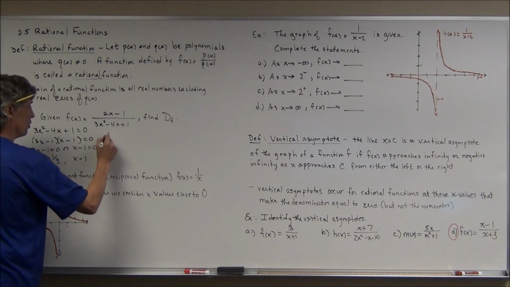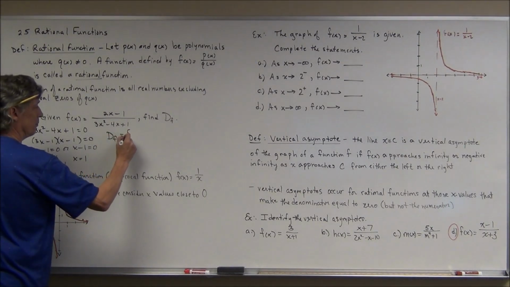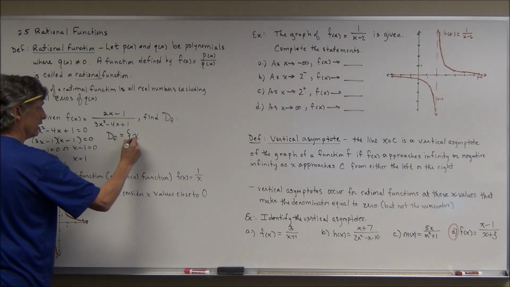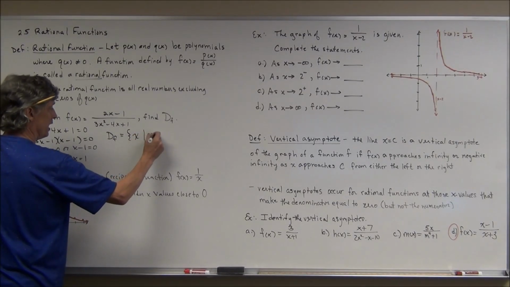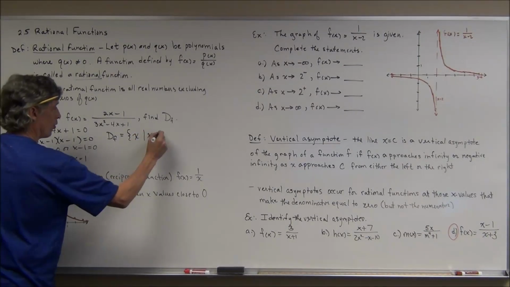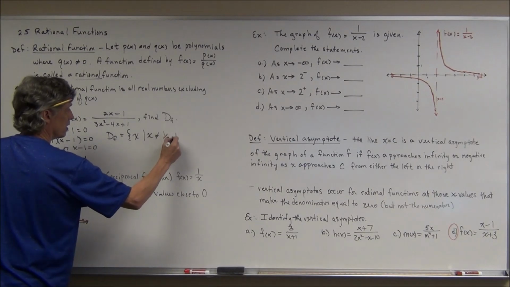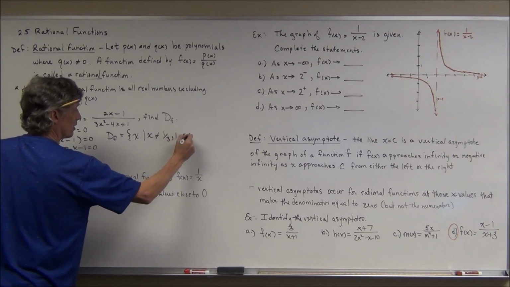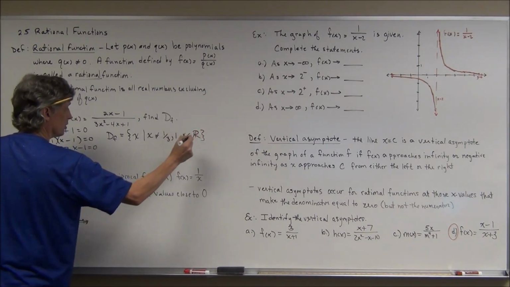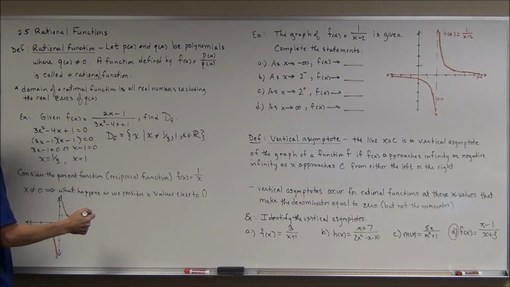So if I did the domain of f in the old-fashioned set builder notation, it would be the set of all x such that x cannot equal 1/3 or 1, yet x is an element of the real numbers. So it's all real numbers except for those two guys.